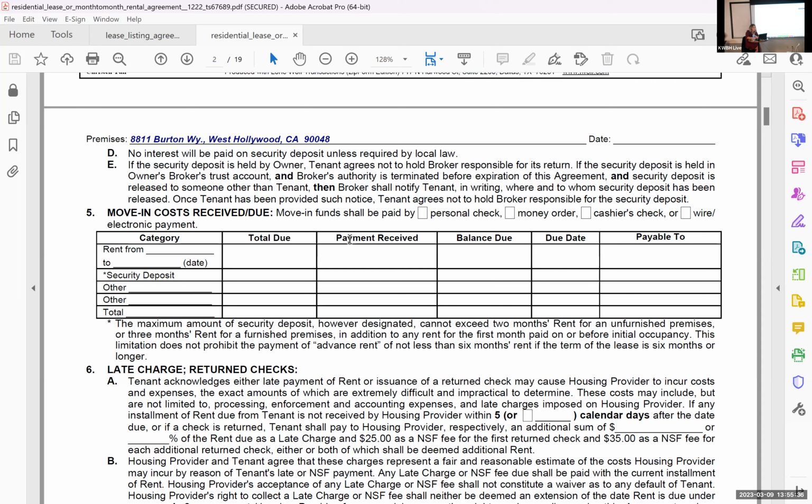Yeah. The lease says no interest will be paid on security deposit unless required by the law. By local law. And it is in Los Angeles on rent control properties. Oh, rent control. It might even be required in the entire city. I don't know. You know, so you have to ask this tenant.